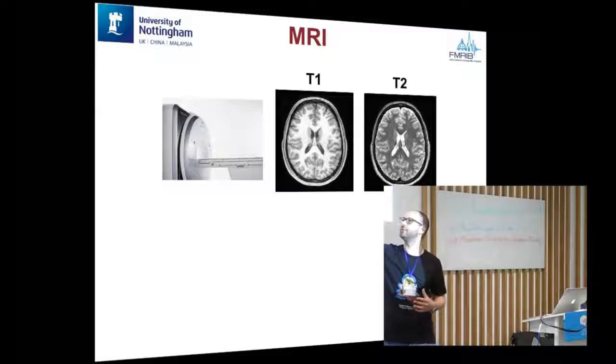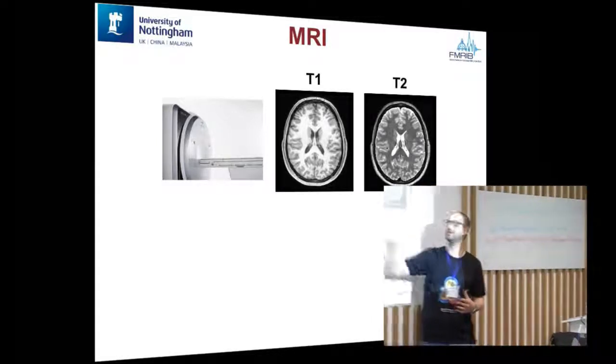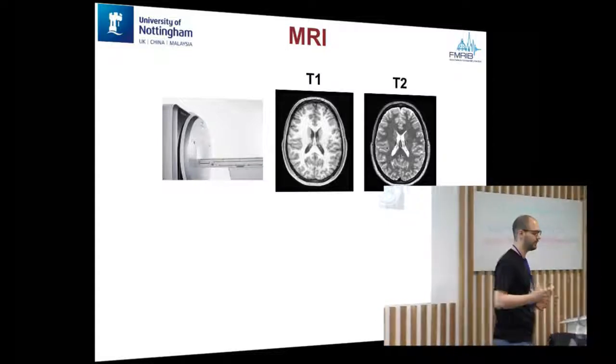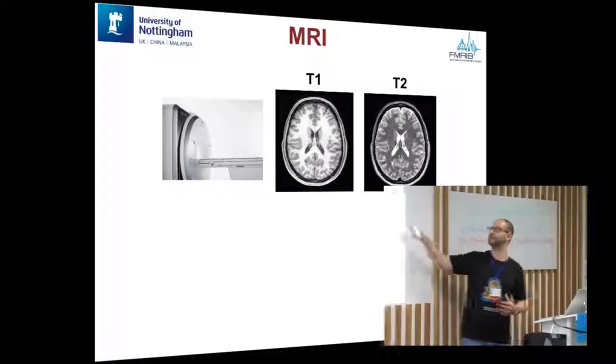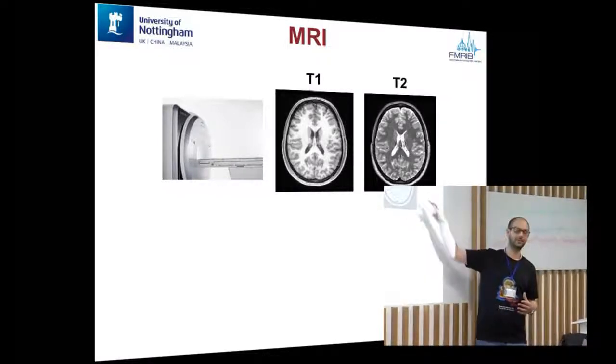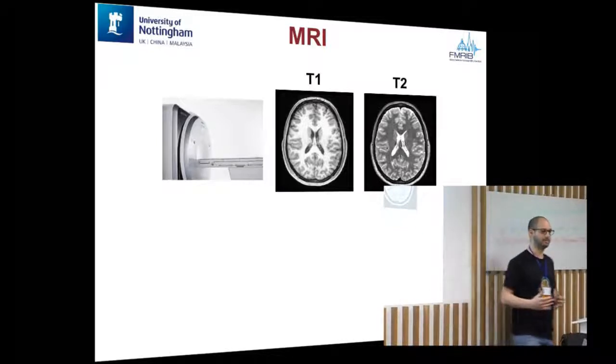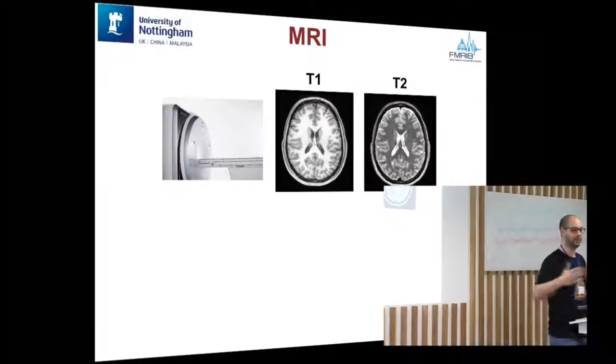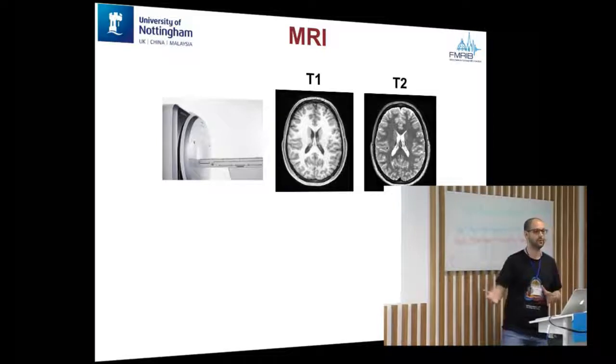So cerebrospinal fluid in the ventricles, deep white matter being hyperintense here on the T1, and gray matter being slightly darker on the T1, and a different contrast, almost flipped, completely flipped, on the T2 weighted image here. So same brain, same machine, but different kind of contrast, different kind of neuroanatomical information.